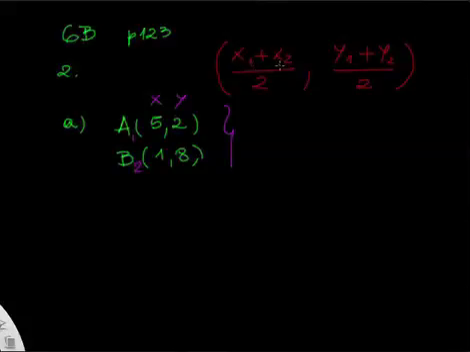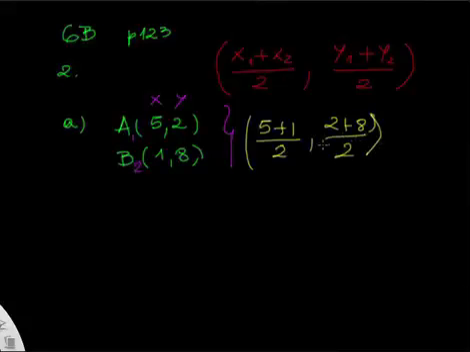So the x1 and x2 are those two, so I just have to do the sum, 5 plus 1, over 2. And for the y coordinate, I have to do y1, 2, plus y2, that's 8, so 2 plus 8, easy, over 2. There you go. So if I simplify, 5 plus 1 is 6 over 2, that's 3. And 2 plus 8, that's 10, divided by 2, that's 5. So my midpoint is 3 for the x coordinate and 5 for the y coordinate.